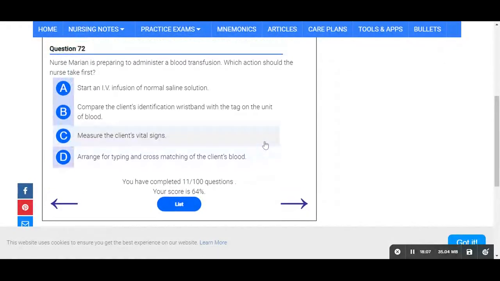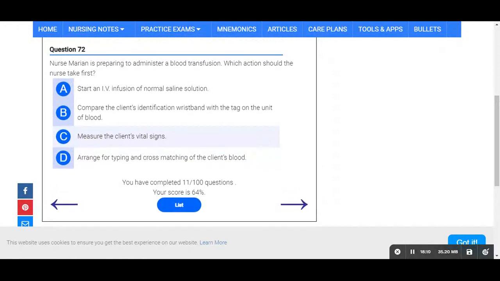I'm starting to get a little sleepy now. Don't sleep, Hana. Come on, wake up.